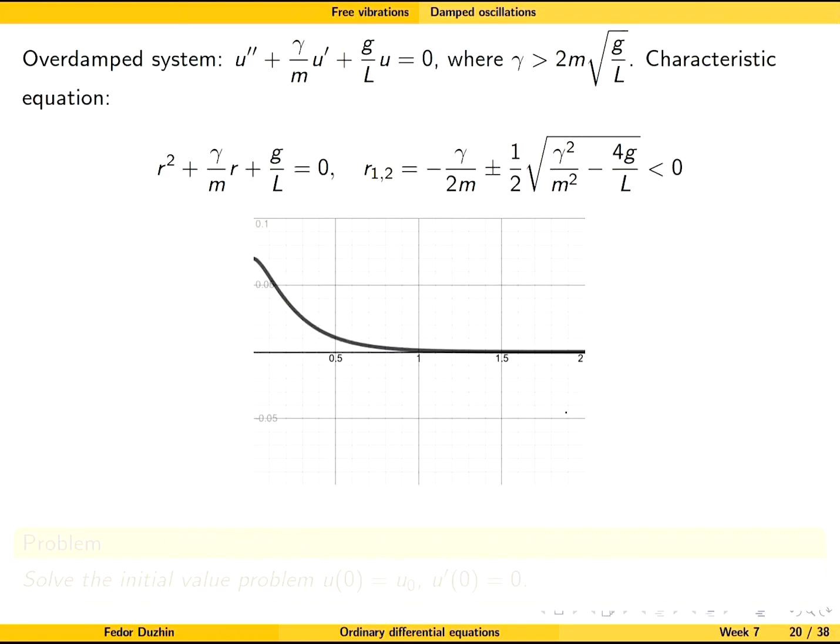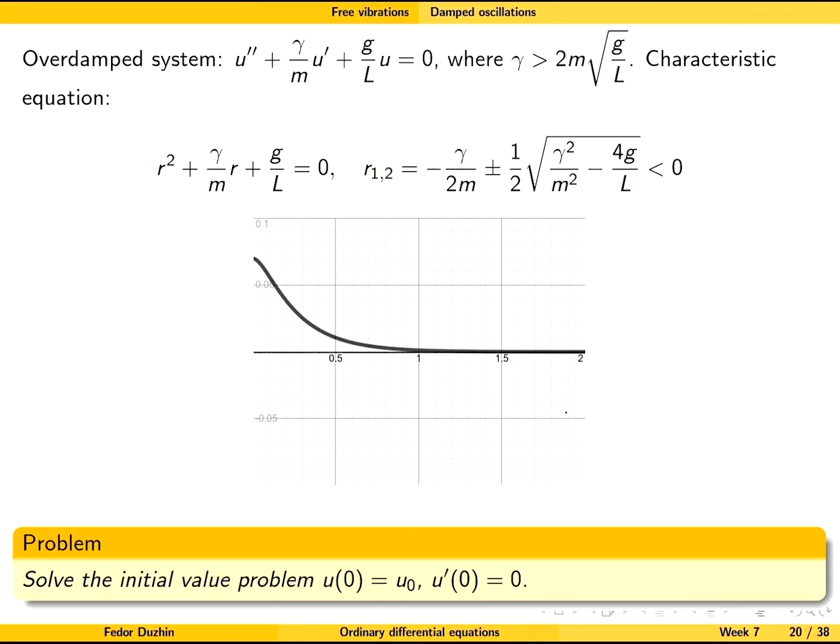So in the overdamped case, the solution is going to be a combination of exponential functions with negative exponents. So it's going to quickly approach 0. Here is an example. I suggest that at home you try to solve the initial value problem for the overdamped system. I think it's a good exercise.